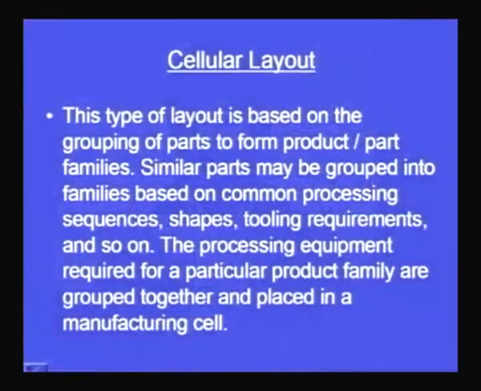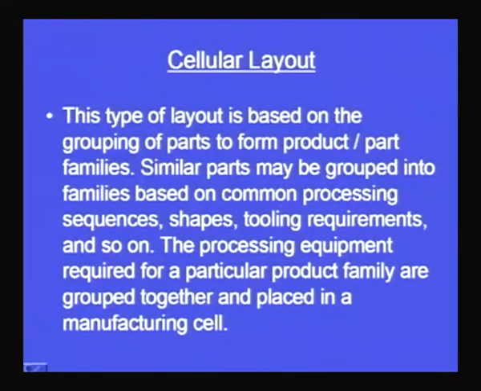Now, what are the bases on which we are going to classify these parts? The parts would be clubbed together in one family if they have a similar processing sequence. Maybe circular parts require grinding, or they may require a hole. So, it can be on the basis of geometry, the processing sequence, or the tooling requirement, or there can be other criteria. Let us see these three important grouping criteria one by one.